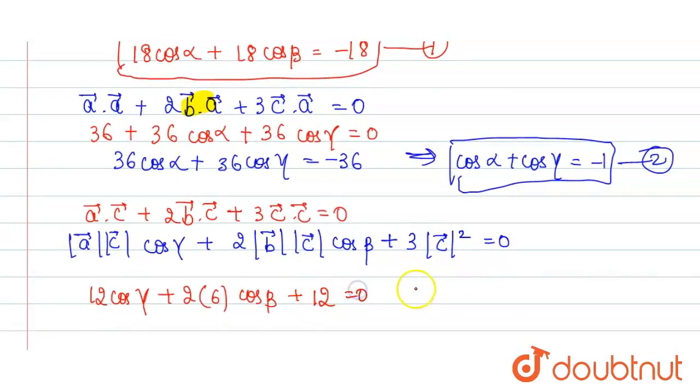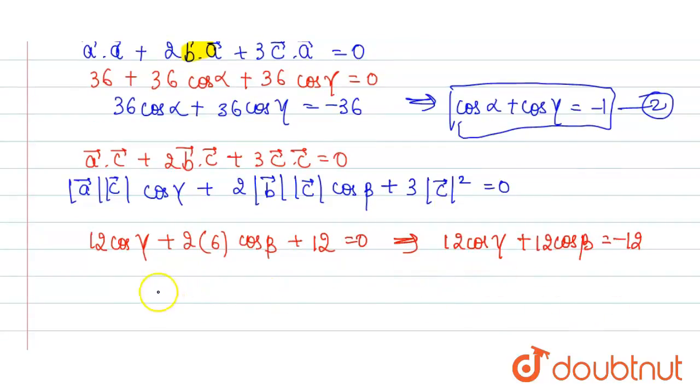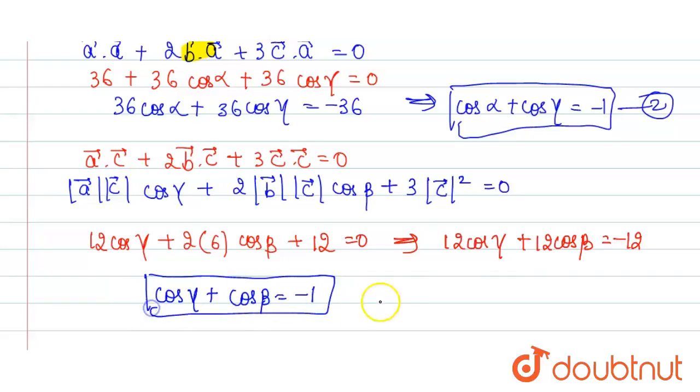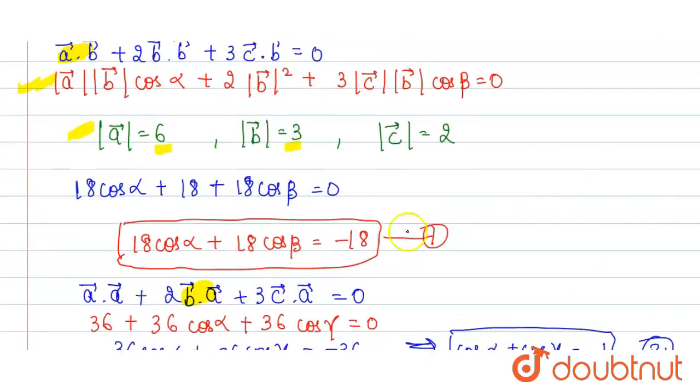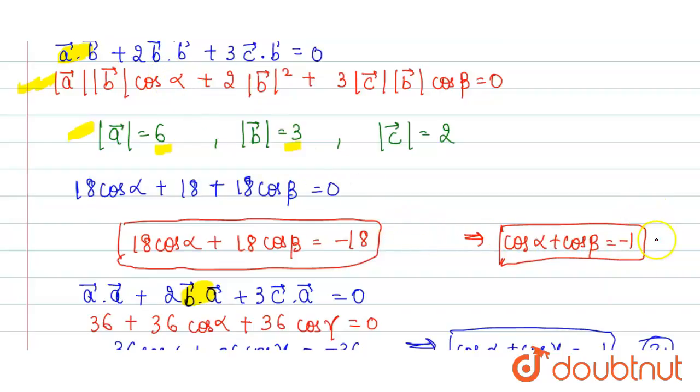12, is equal to 0, and we can write it as 12 cos gamma plus 12 cos beta is equal to minus 12, and when we divide both sides by 12 then we get cos gamma plus cos beta is equal to minus 1, and let this be equation number third. Now see here, if we divide the first equation both sides by 18 then we get cos alpha plus cos beta is equal to minus 1. So in place of this, let this be equation number first.